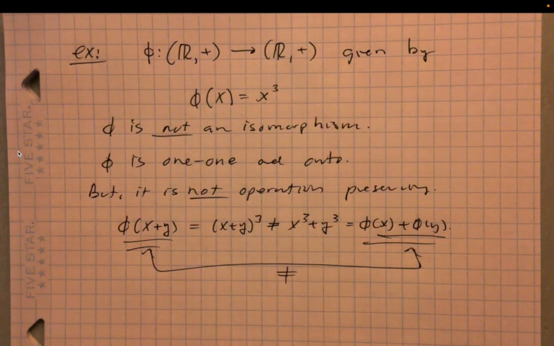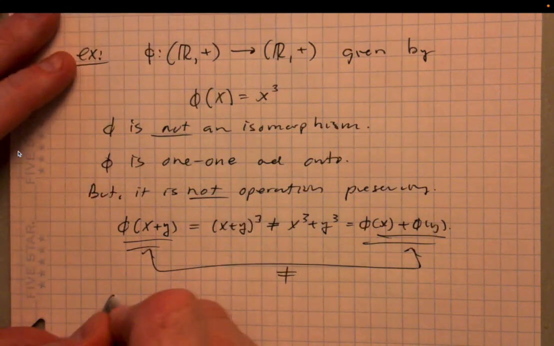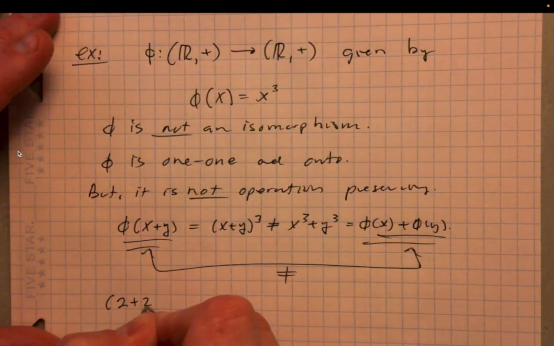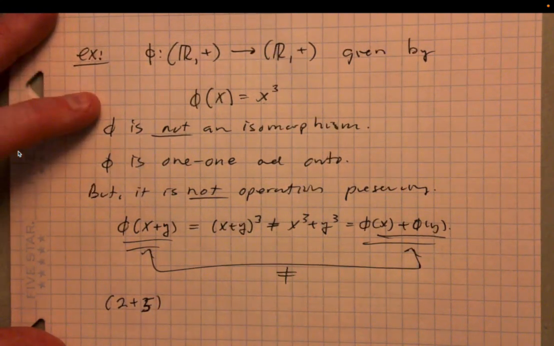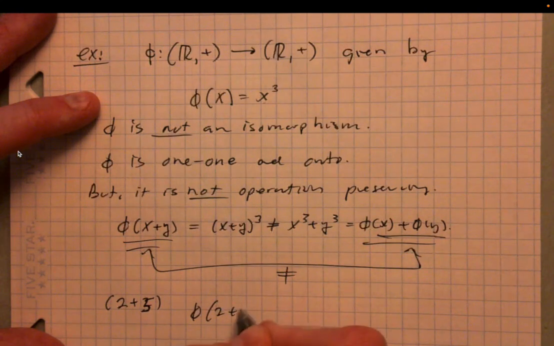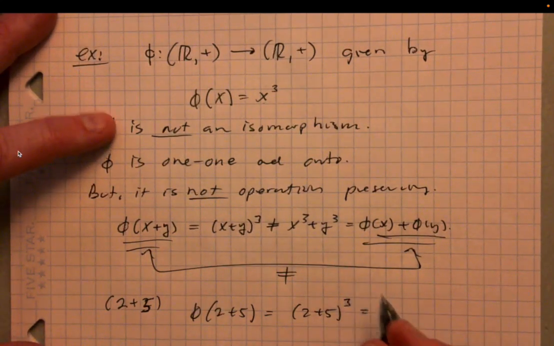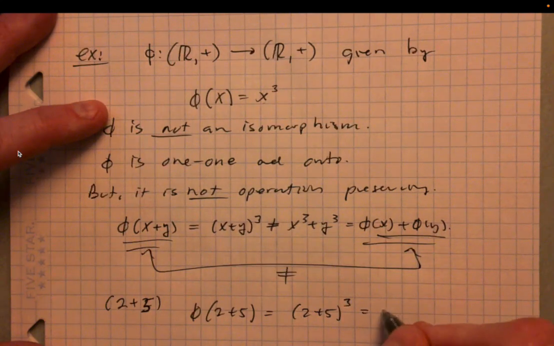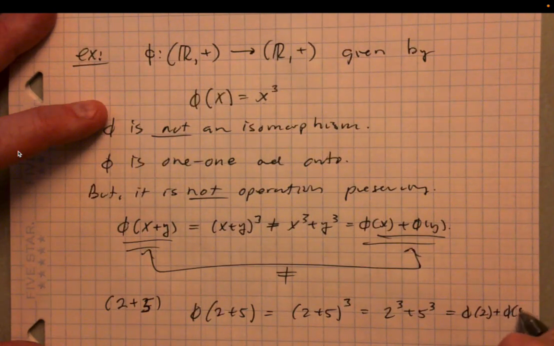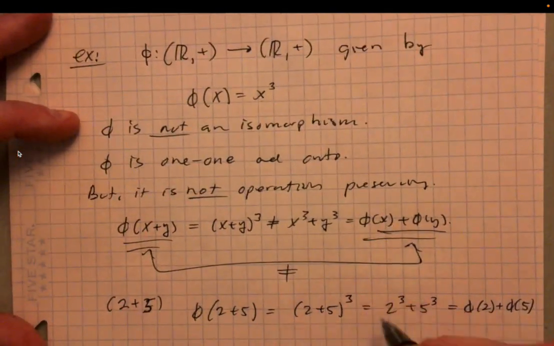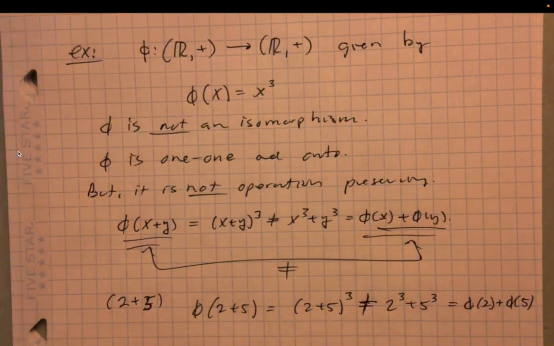And you could find lots and lots of counterexamples, infinitely many counterexamples. A simple one would be just to think about 2 plus 5. So phi of 2 plus 5 would be (2 plus 5) cubed, which is obviously not equal to 2 cubed plus 5 cubed, which would be phi of 2 plus phi of 5. So the operations do not preserve. So these are not equal. That's just one counterexample. There are many, many counterexamples. All you need is one, though.